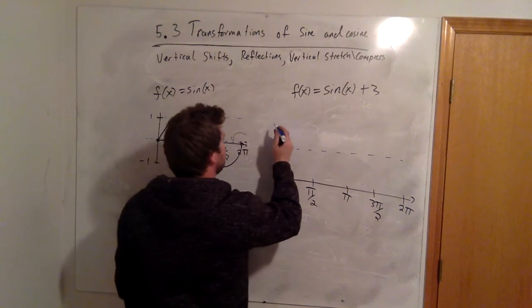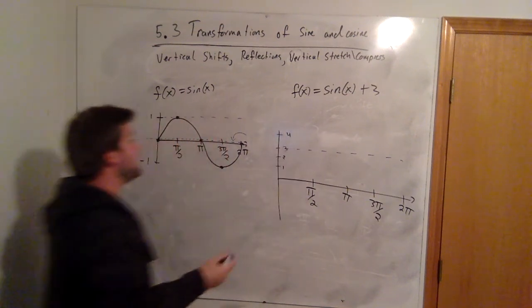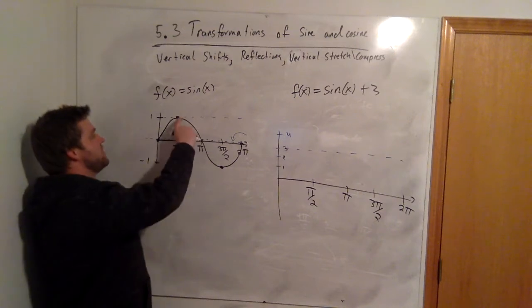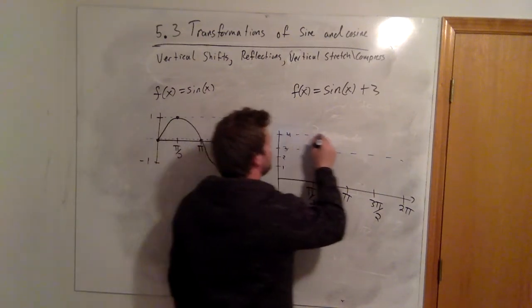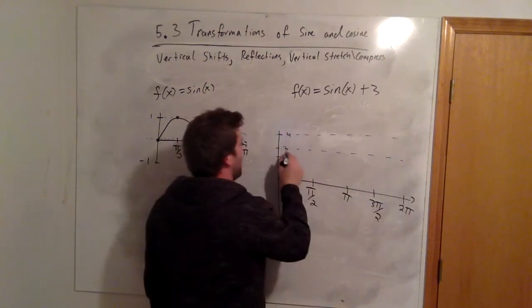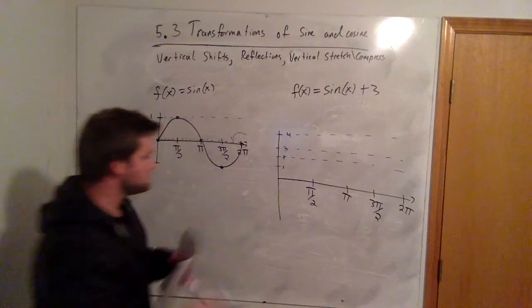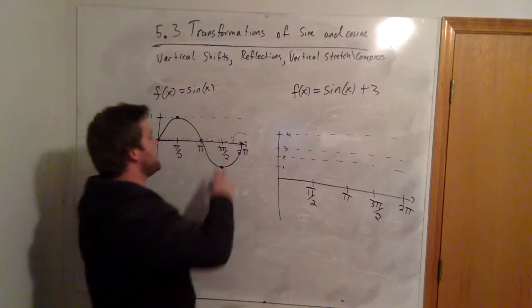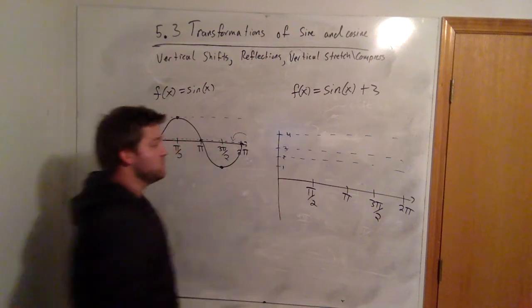And then from our equilibrium, I'm going to go up and down the length of the amplitude. The amplitude for sine and cosine untransformed is 1. So I'll go up 1 from equilibrium, and I'll go down 1 from equilibrium. So I know that sine of x plus 3 is going to live in this window.